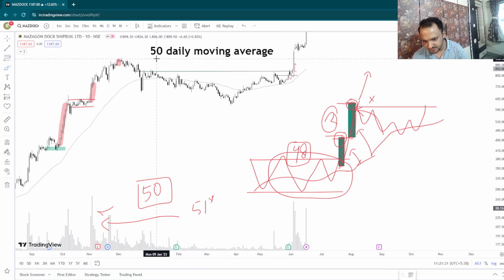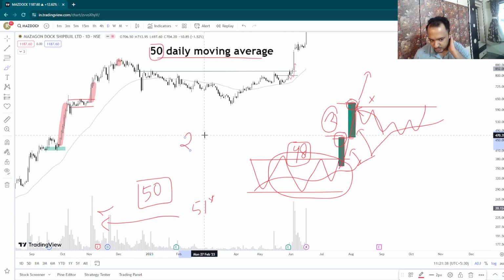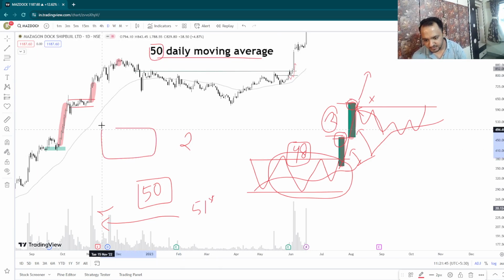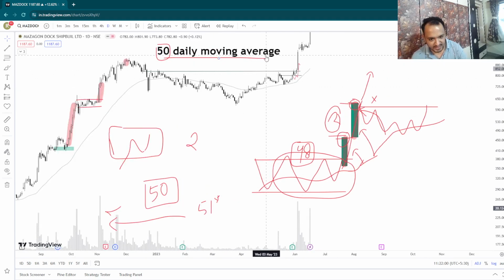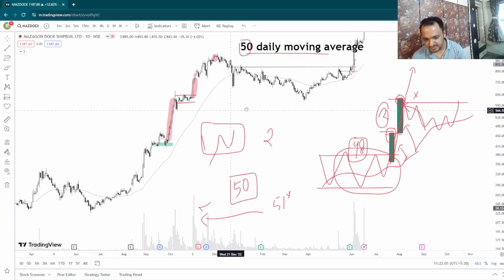First of all, why 50? Because 50 days basically includes 2 months of trading activity. Each month has around 22 days, so around 45 to 50 days you will get 2 months of trading activity. So it's a fairly good time for a range to develop, so the 50 daily moving average works best for me. Again, using 45 or 55 won't really make a lot of difference, because we are not using the moving average as a hard line. We are using the moving average to see how far the price has already moved.